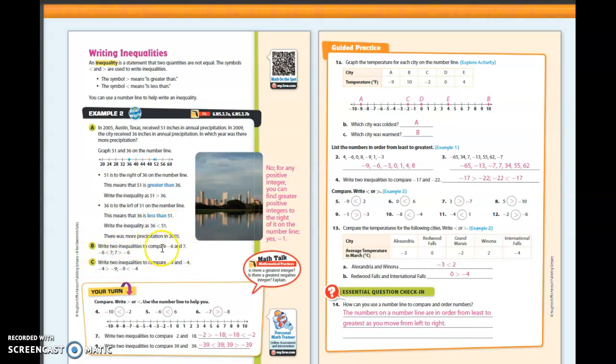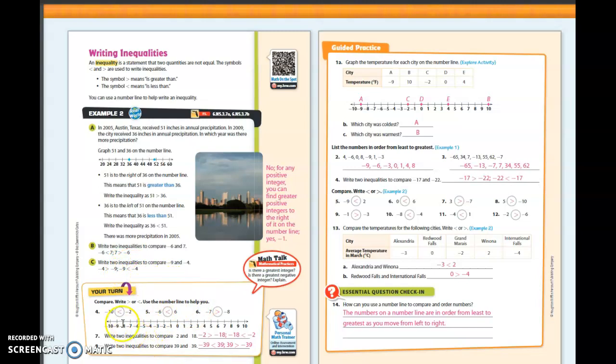Write two inequalities to compare -6 and 7. Well, -6 is less than 7 and 7 is greater than -6. Again, just to give you another example, if I'm going to compare -4 and -9, -4 is greater than -9 because it's closer to 0, and -9 is less than -4 because it's farther away from 0.